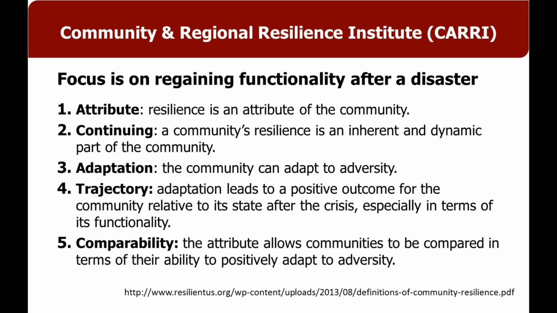Their focus for their definition is on regaining functionality after a disaster, and they have identified that resilience is an attribute of the community, that it's an inherent and dynamic part of a community, that it doesn't go away, and that it needs to be focusing on adaptation, and adaptation specifically to adversity, and that when you do adapt, that it leads to a positive outcome for the community relative to its state after a crisis, especially in terms of its functionality. So notice it's really tied to a crisis or a disaster. And the fact that these attributes that they've identified allows communities to be compared in terms of their ability to positively adapt to adversity. Very strongly focused on adaptability and adaptability specifically to adversity.